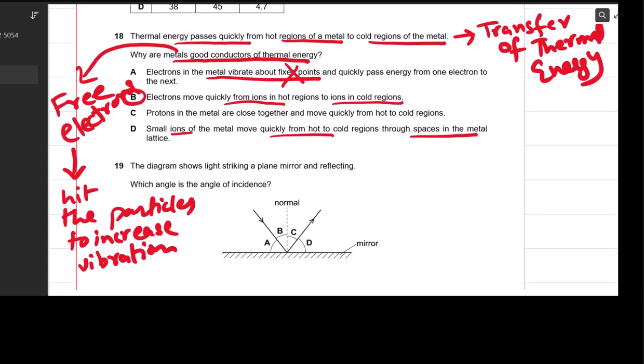So 19, the diagram shows light striking a plane mirror and reflecting. Here we have a plane mirror and you can see light is incident and then it reflects. Here we have the normal also, a line perpendicular to the plane. What is the angle of incidence? The angle of incidence is this one, the angle between the incident ray and the normal, so B is the right option.